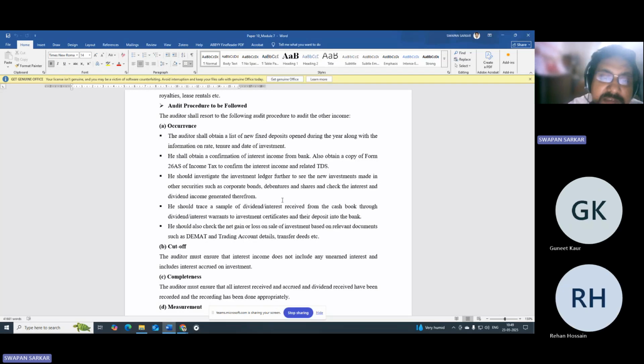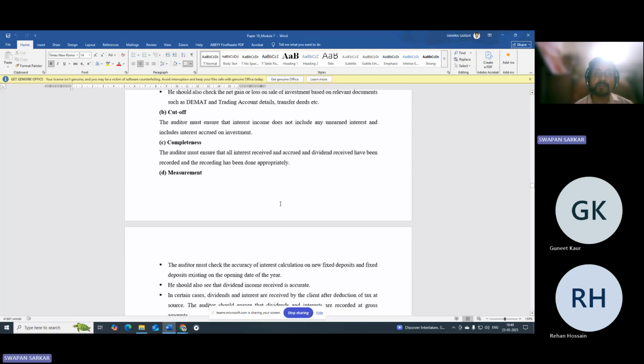He should trace a sample of dividend or interest received from the cash book to dividend or interest warrants, to investment certificates, and their deposit into the bank. He should also check the net gain or loss on sale of investment based on relevant documents such as DMAT and trading account details, transfer deeds, etc. Cutoff. The cutoff must ensure the interest income does not include any unearned income and excludes interest accrued on investment.